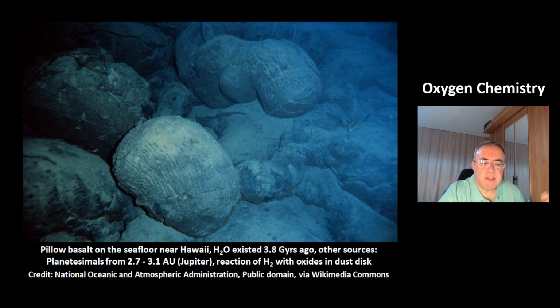And there's another mechanism, that's the reaction of hydrogen with oxides in the dust disk in the early solar system. That's hydrogen. The hydrogen comes from the solar wind, from the sun, and the chemical reaction with the oxides in the dust disk produces water. And this disk lasted for many million years, so over time you get a significant amount of water with this mechanism to Earth.